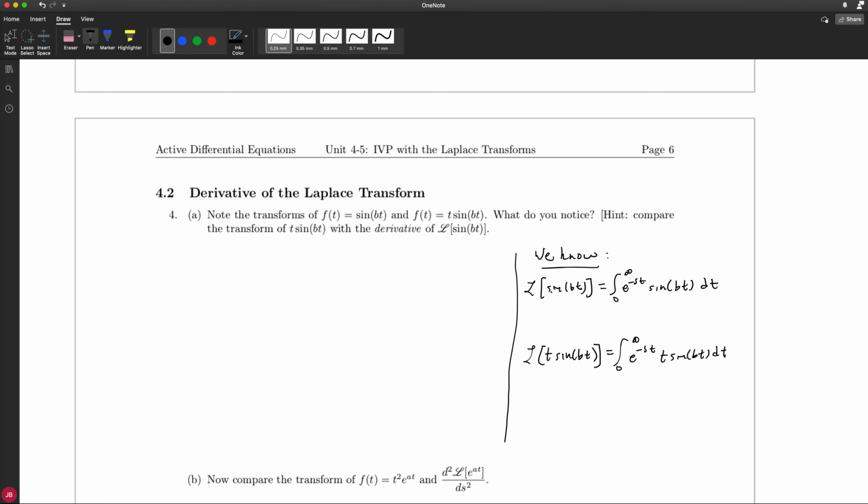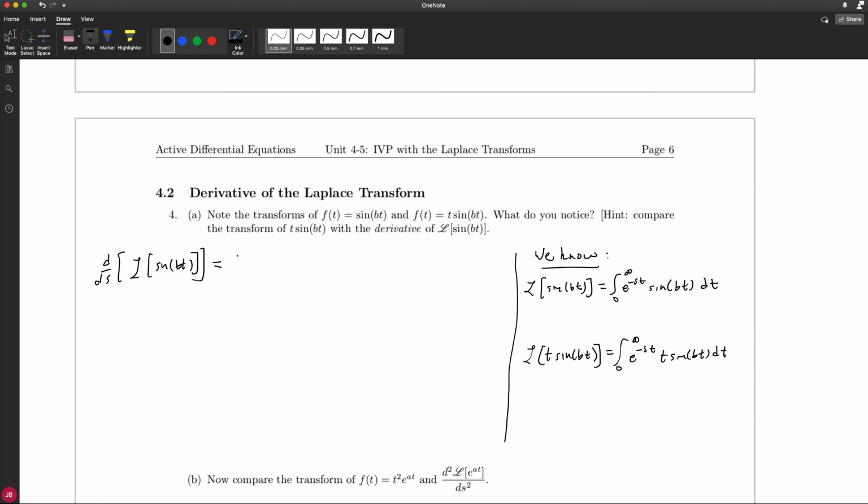Let's look over here. We know that the Laplace transform of sine beta t is given by this definition here. And by definition, the Laplace transform of t times sine beta t is given by this definition right here, right? I'm just using the definition of the Laplace transform, nothing crazy happening. So here's what I want to do. I actually am going to find the derivative of the Laplace transform of sine bt.